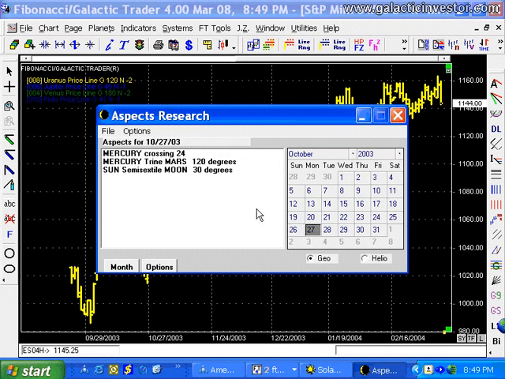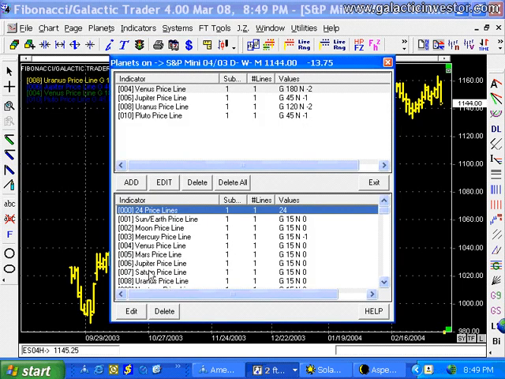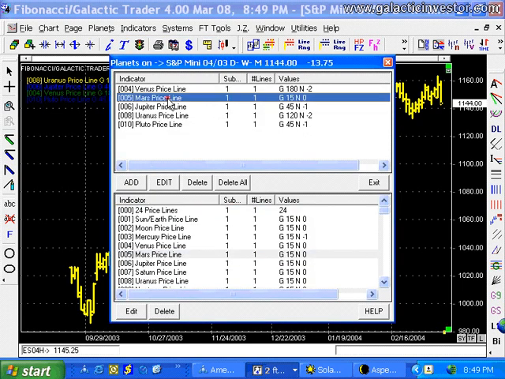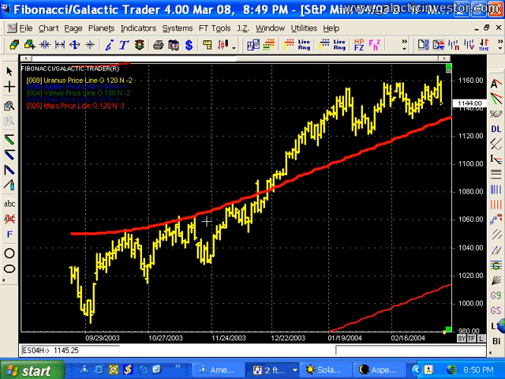Here's the 27th, and we have Mercury crossing the 24, Mercury trine Mars. So we can set up the Mercury-Mars lines at 120 and take a look at that. We go to planetary lines. Let's add Mars. Edit. Let's go to 120. Use a factor of minus 1.